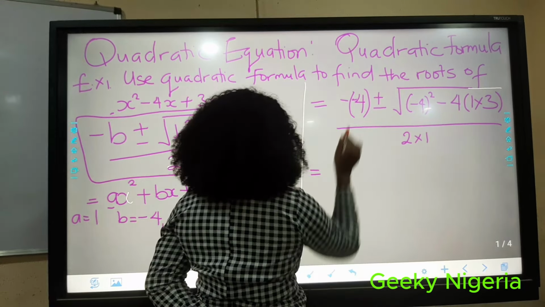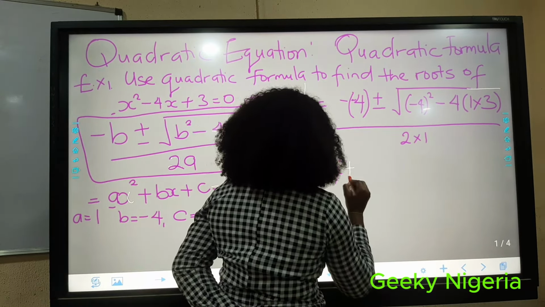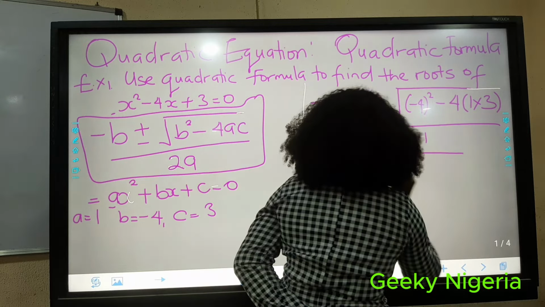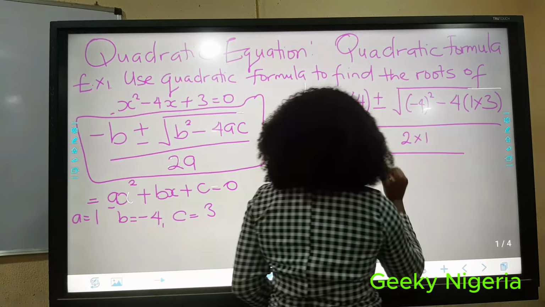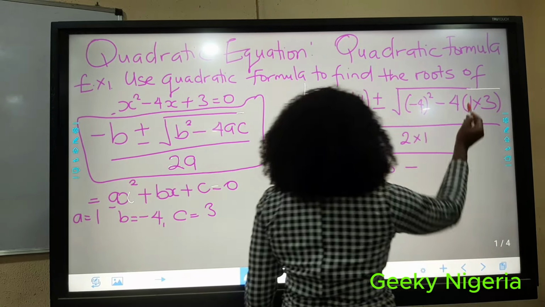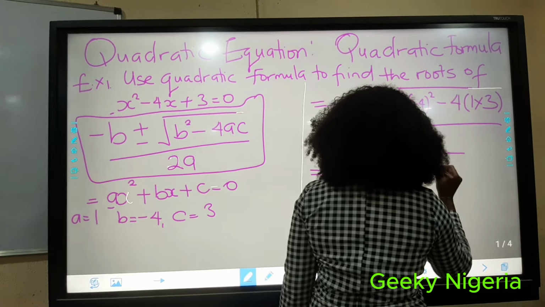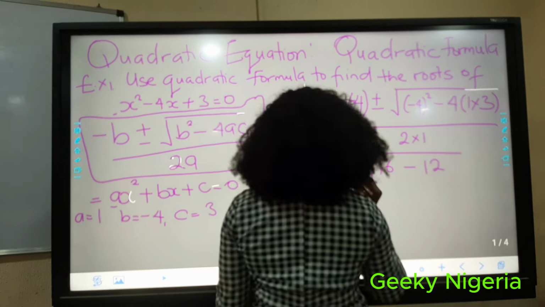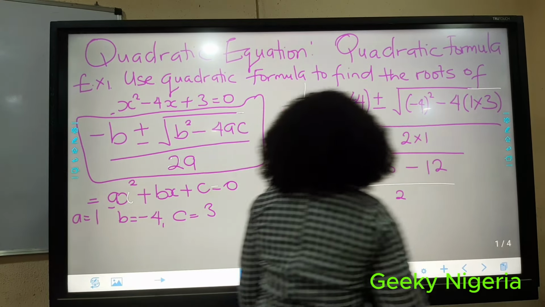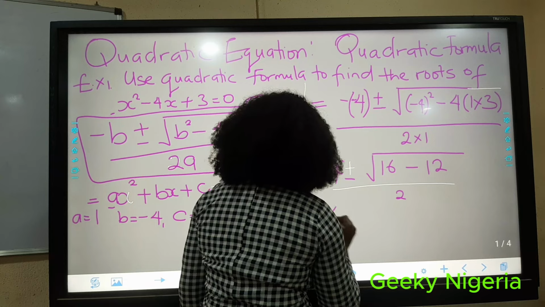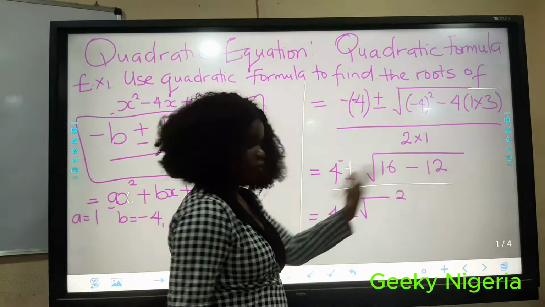So we have this now to be, the minus cancels when you open the bracket, so we have 4, right? Plus or minus the square root of minus 4 squared. That's minus 4 times minus 4, which is 16. 16 minus 4 times 1 times 3, that's 12. All over 2a, which is 2. So we have 4 plus or minus the square root of 16 minus 12.